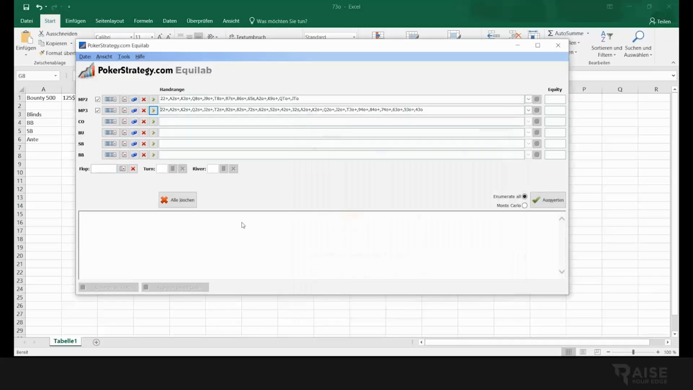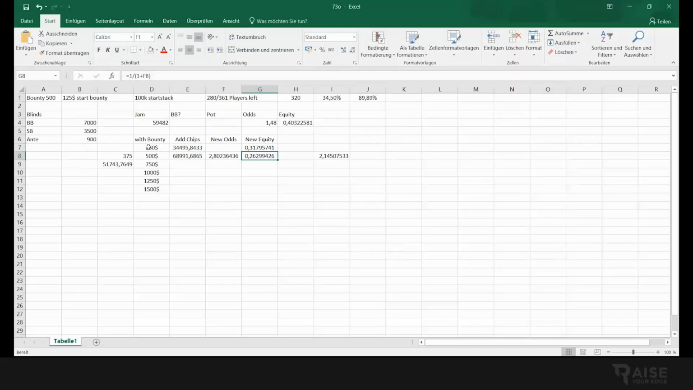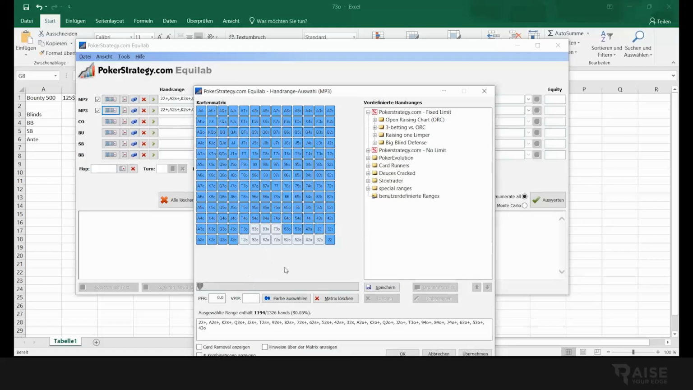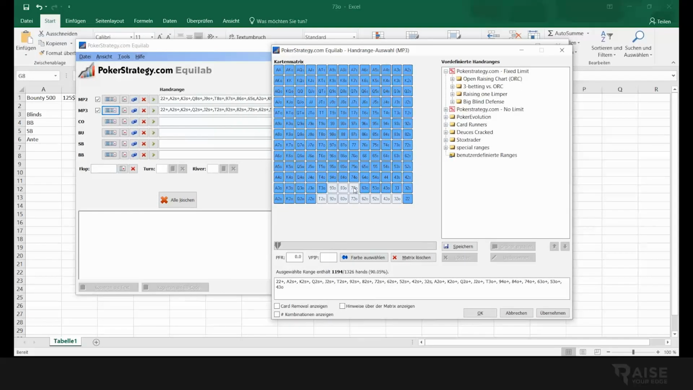then we get a different range. But you already see, if he had a start bounty, so if he had the 250 total bounty, so $125 in this case, then we could nearly call 73 offsuit. Okay, we cannot call 73 offsuit if he had a start bounty. And if he had any amount different from a start bounty, then we can call it.